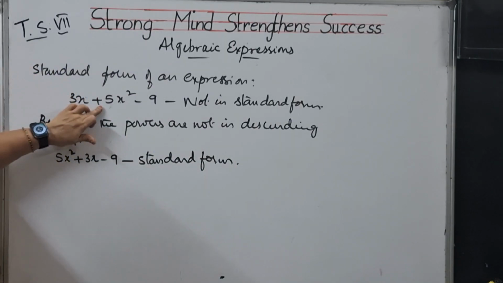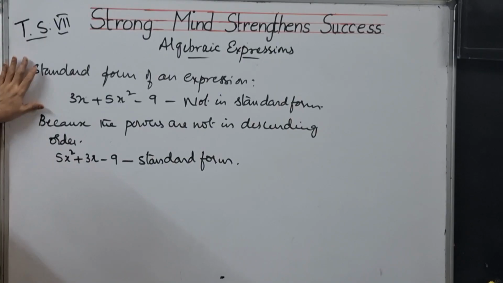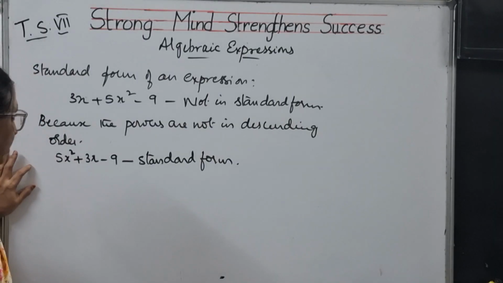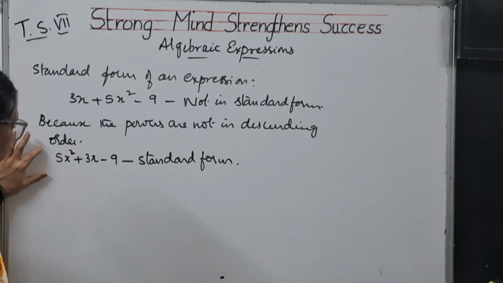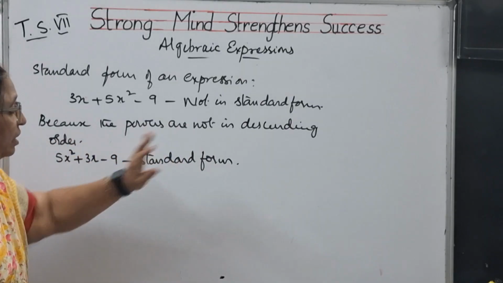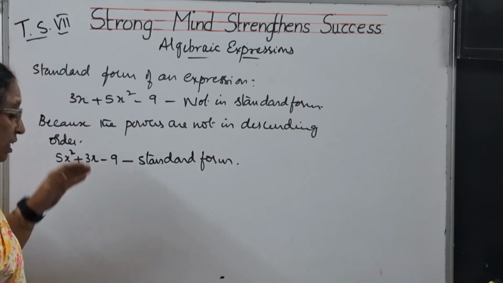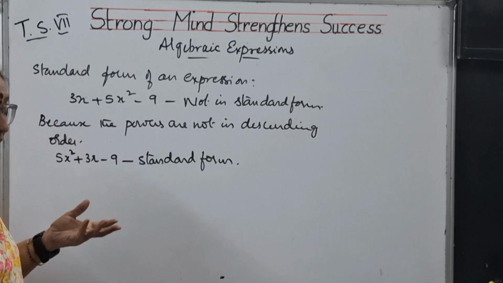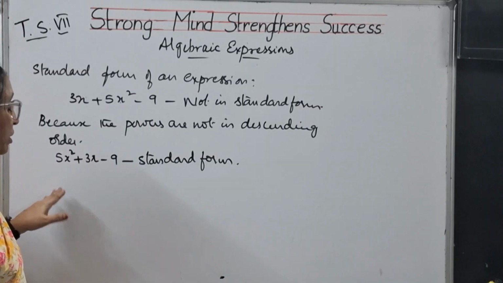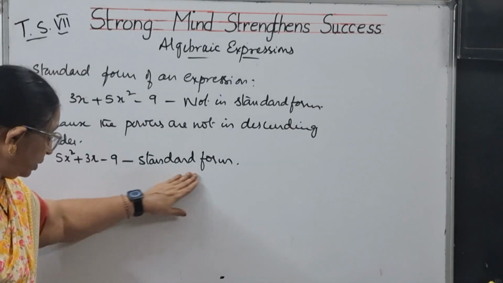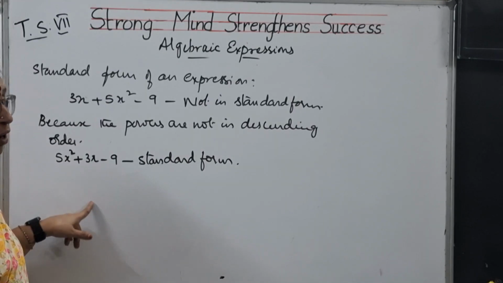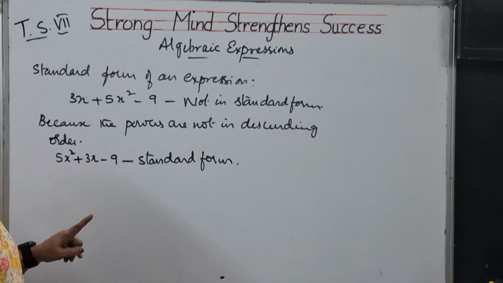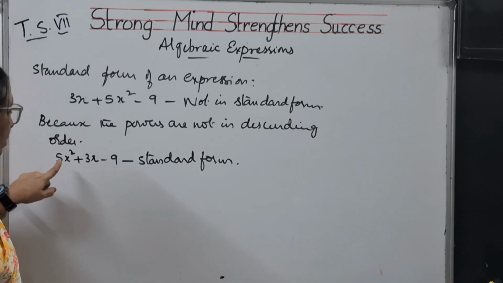Which is not standard form, which is standard form, you can understand with the help of this, children. Standard form of an expression is that expression which contains the powers in descending order. The degree of the polynomial given to you should be taken first. Degree means the highest power. The highest power should be taken first.